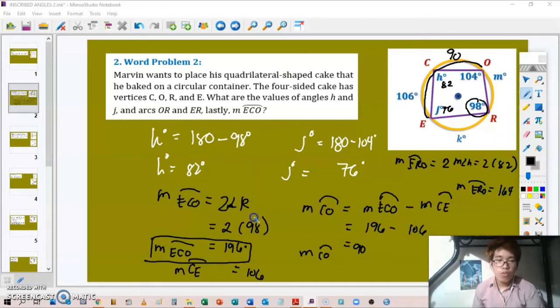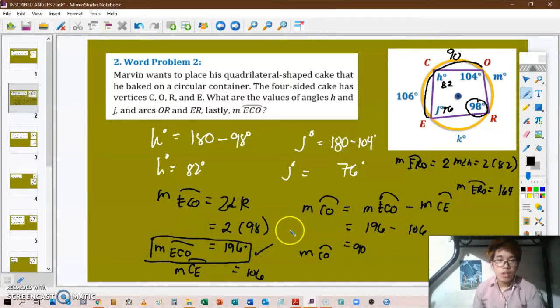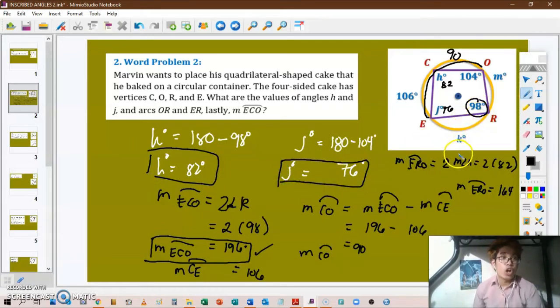So we have solved for the measurement of arc ECO, which is 196 degrees. We found the value of angle H and the value of angle J. We just need to find the measurements of arcs OR and ER. We can get the value of ER, or angle K, by multiplying this 104 by 2.